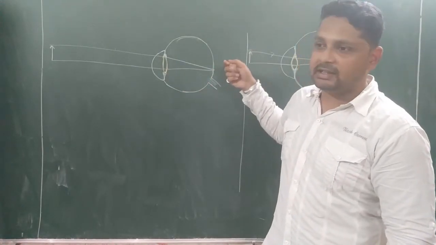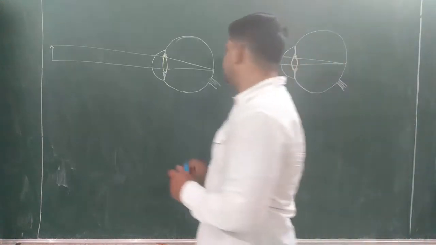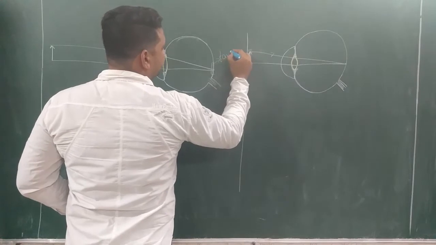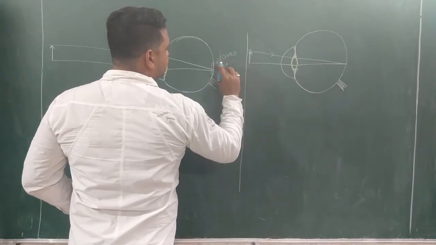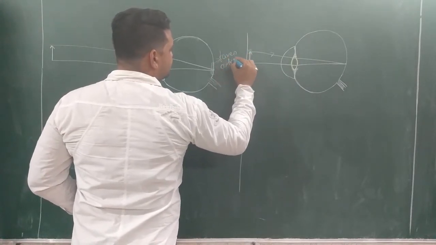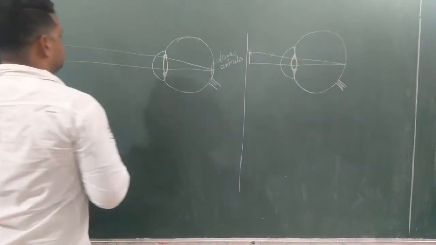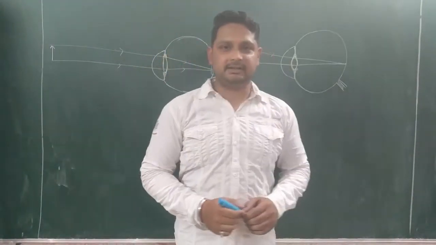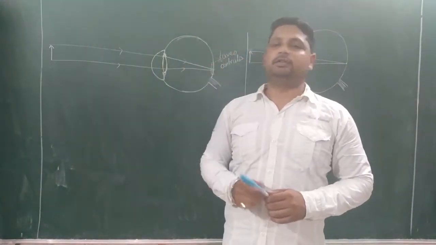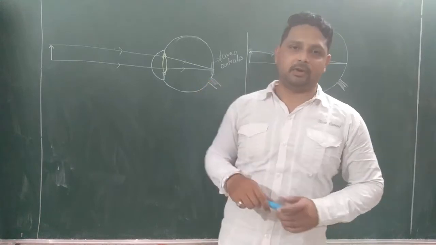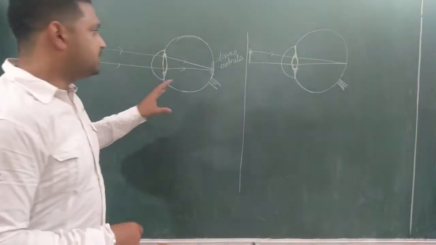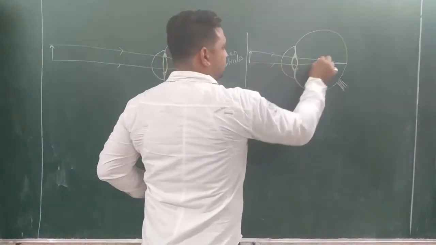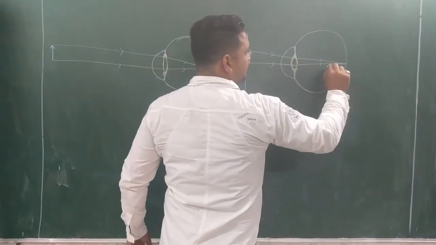Can you recall what the name of this part was? This region is called the fovea centralis, or the region of the yellow spot. And this is the region of the blind spot. In the second case, the object is a little bit nearer, so the image is formed here in the yellow spot region.